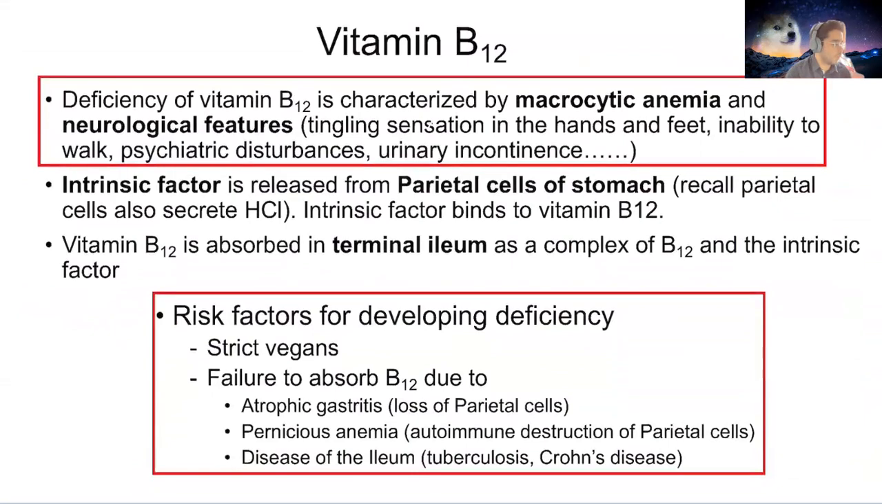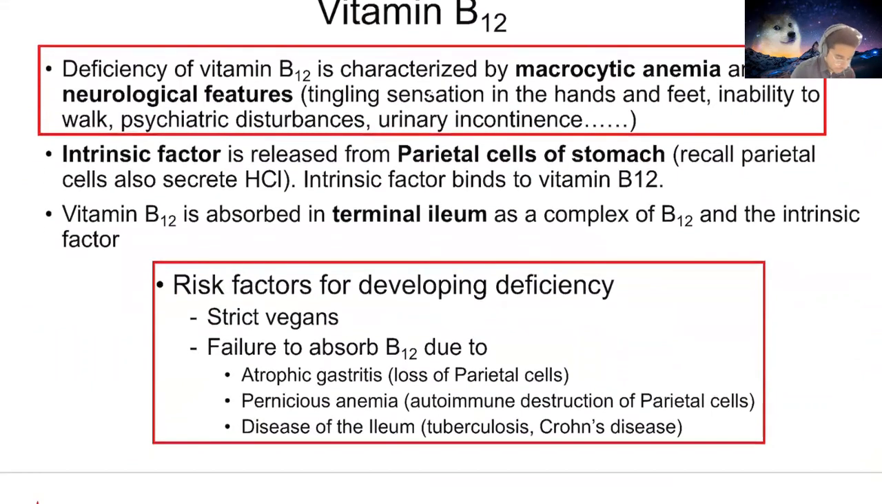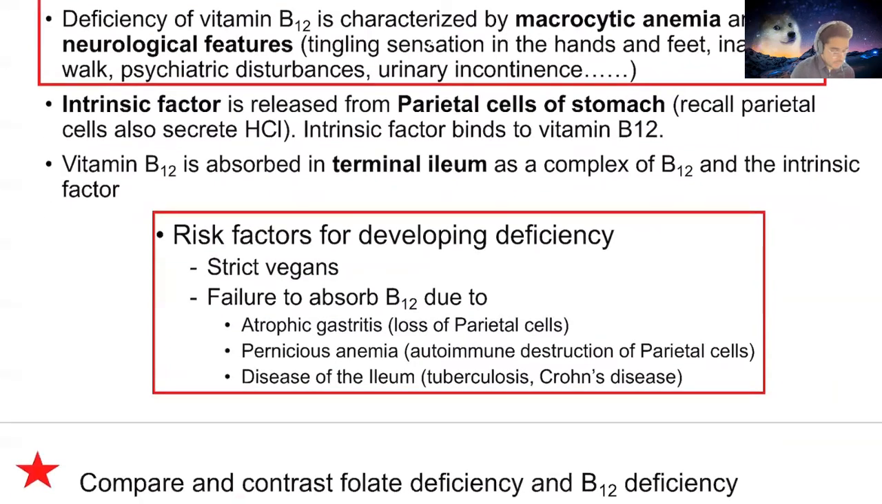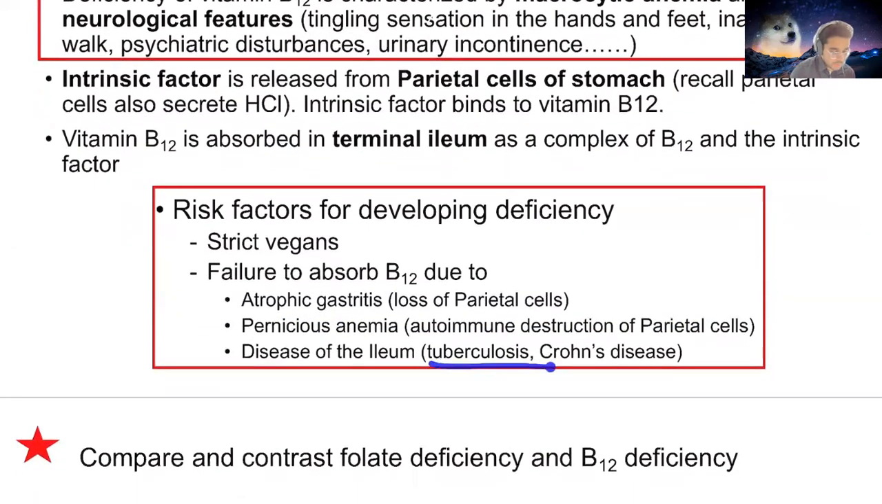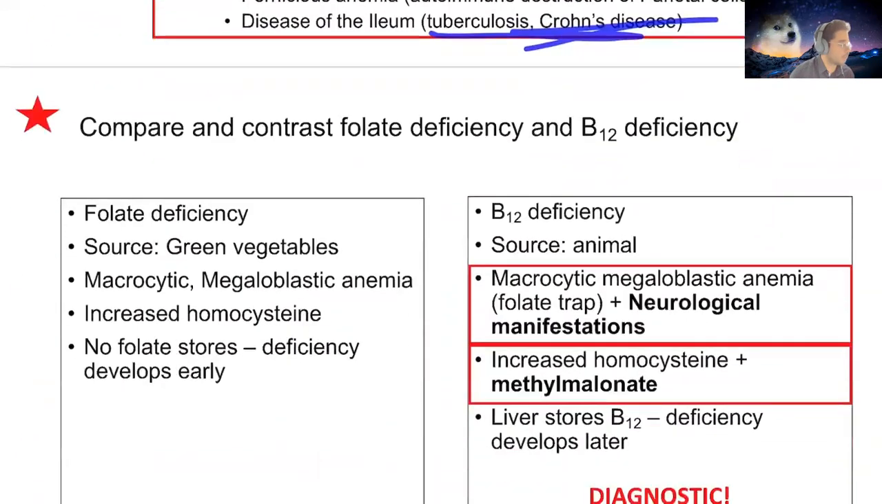B12, I told you guys, know it cold. Failure to absorb B12 can be caused by multiple things. As always, a typical lab presentation is going to be macrocytic megaloblastic anemia and neurological issues, tingling stuff. Most often, what they're going to ask you is loss of the parietal cells. Guess what? Without intrinsic factor, nothing gets absorbed at the distal end of the ileum. You can also have diseases of the ileum, such as tuberculosis or Crohn's disease. You're going to cover those a little bit later, more in depth.